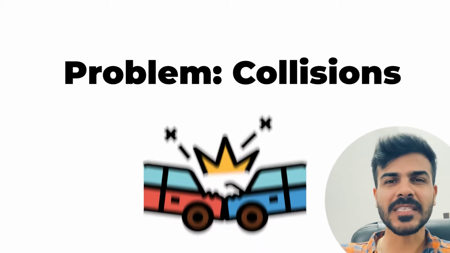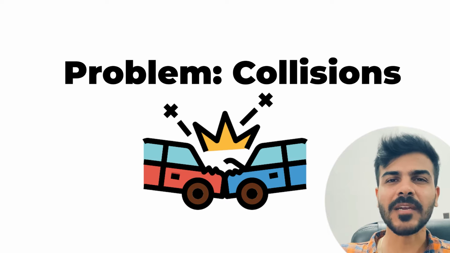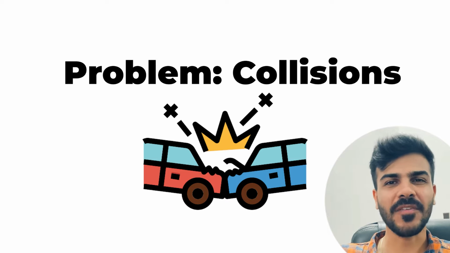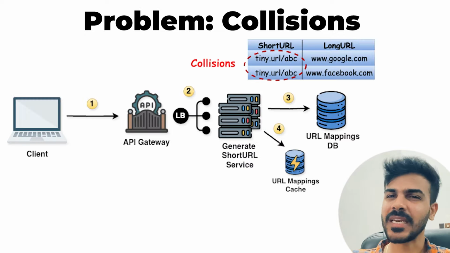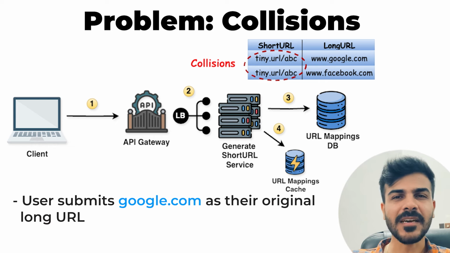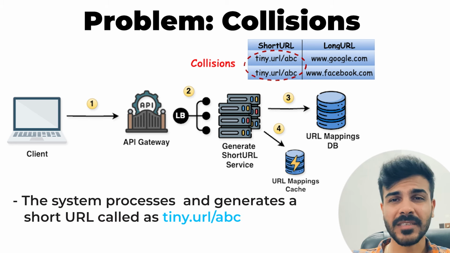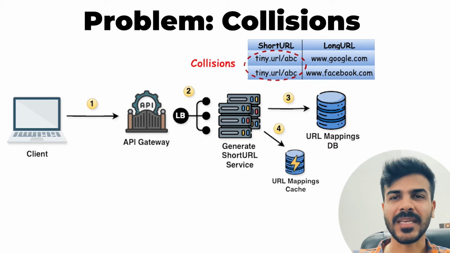Welcome back. Let's now move to the next section where we'll discuss a fundamental problem that may occur in our design if we are not careful. I'll begin with an example. Let's say a user comes and submits google.com as their original long URL. The system processes that, generates a short URL called tiny.url/abc, and then this is returned back to that user.